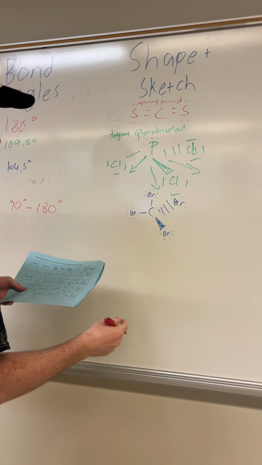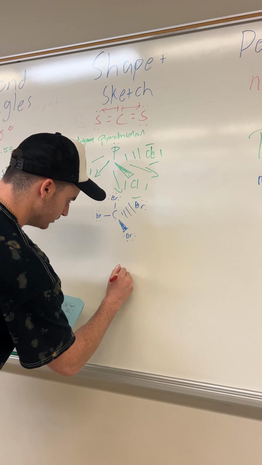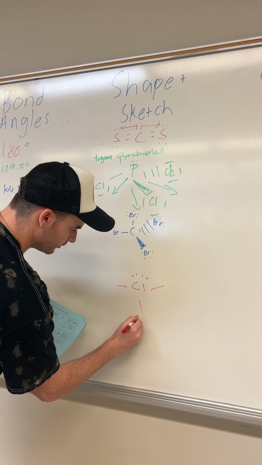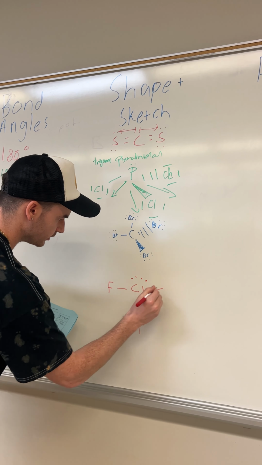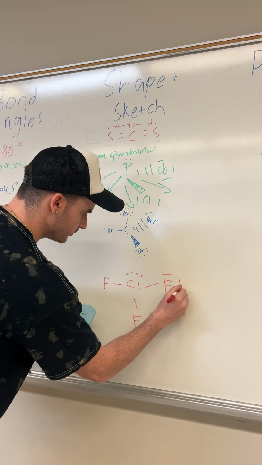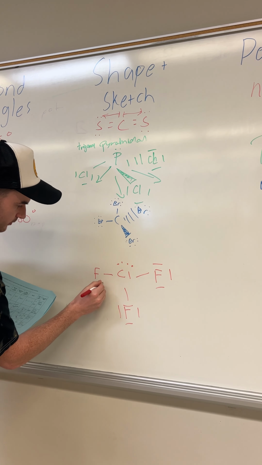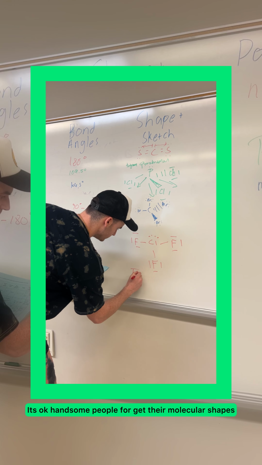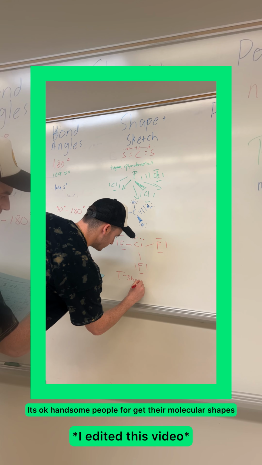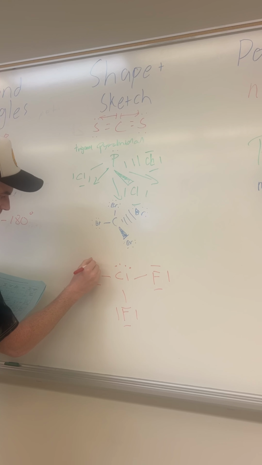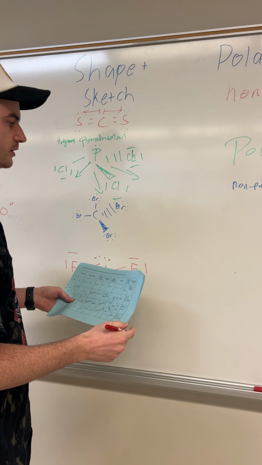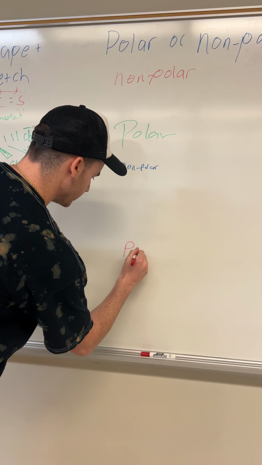The shape is going to be the exact same thing. There's chlorine in the middle, 2 lone pairs, and then the fluorines with their electrons to create the octets. So because of the bond angles, it's going to be T-shaped. And because of the shape, it's going to give it a polar characteristic.